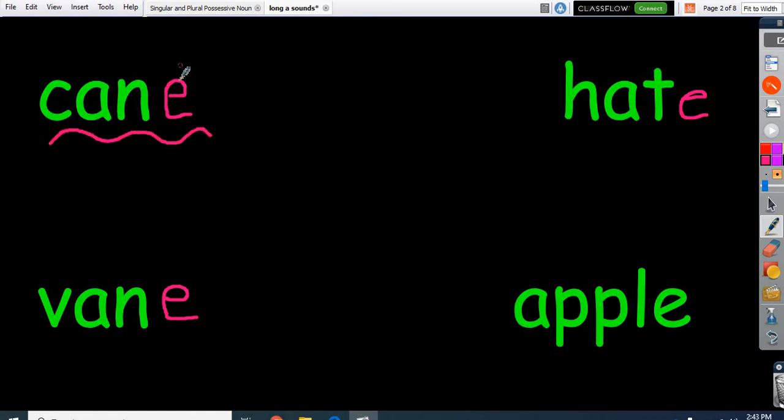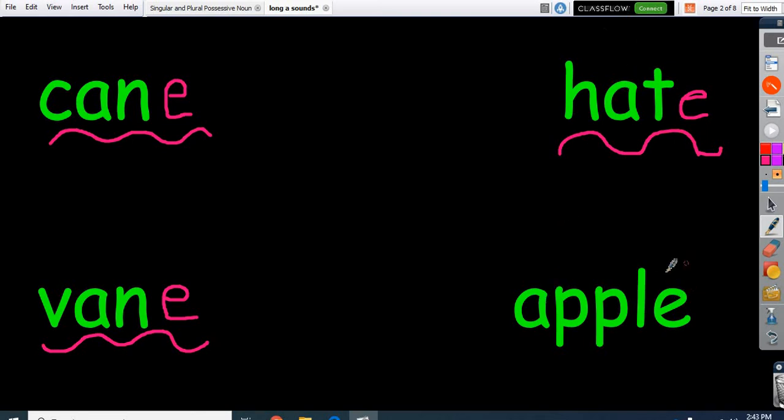cane. Because when I put a sneaky E on the end of a word, it changes the vowel sound. It makes it long. So cane. And then this doesn't say van anymore. It says vane, good, like a weather vane that's on top of a barn. And this doesn't say hat anymore. What's it say? Hate, good. Remember, when I put a sneaky E on the end of a word, it will make the vowel say its name. It'll make it long.